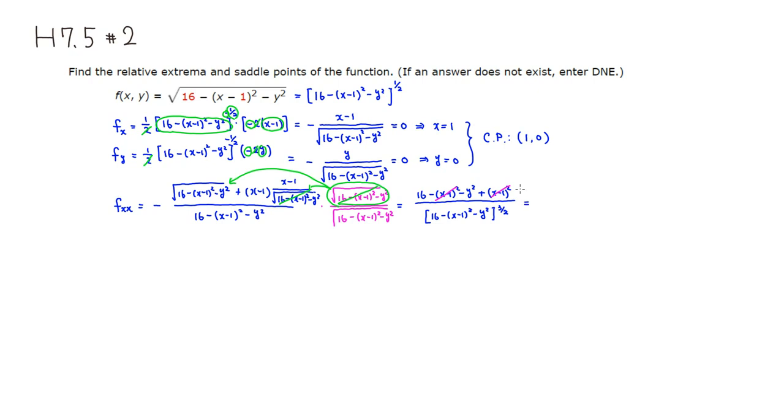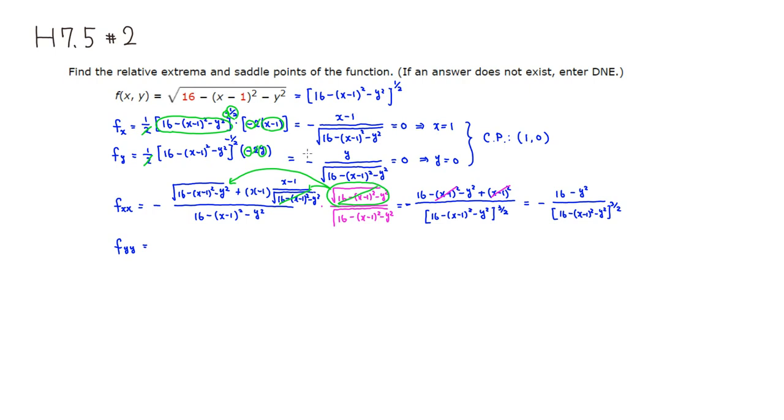I'm forgetting a negative sign here, so a negative sign should be there. It's going to be negative, you have 16 minus y squared, then the same denominator, 16 minus x minus 1 squared minus y squared, raised to the 3/2 power. Now let's find the partial with respect to y.